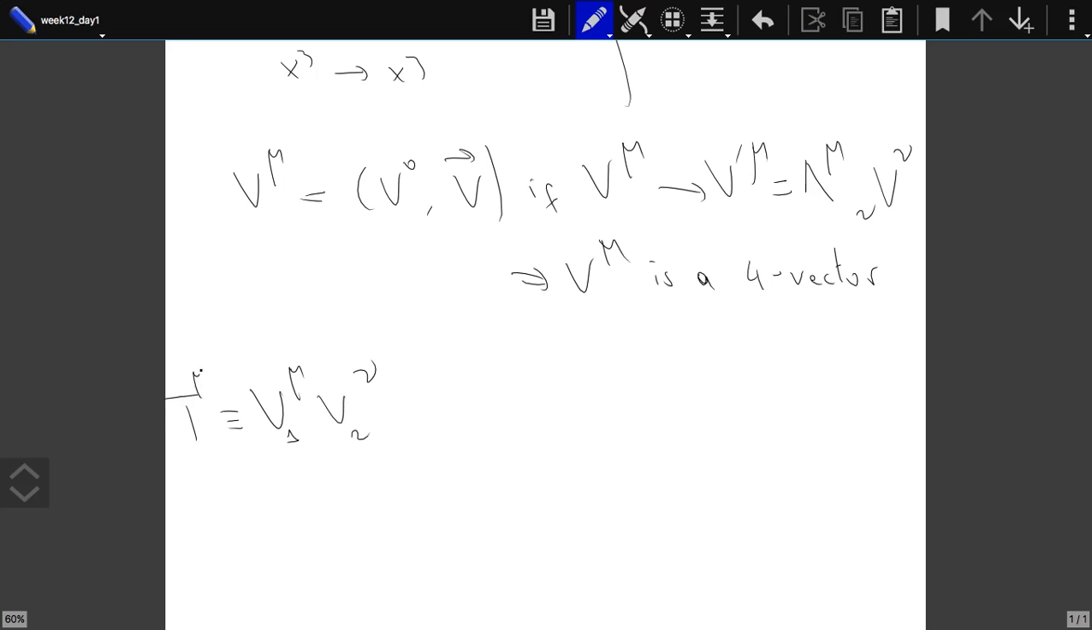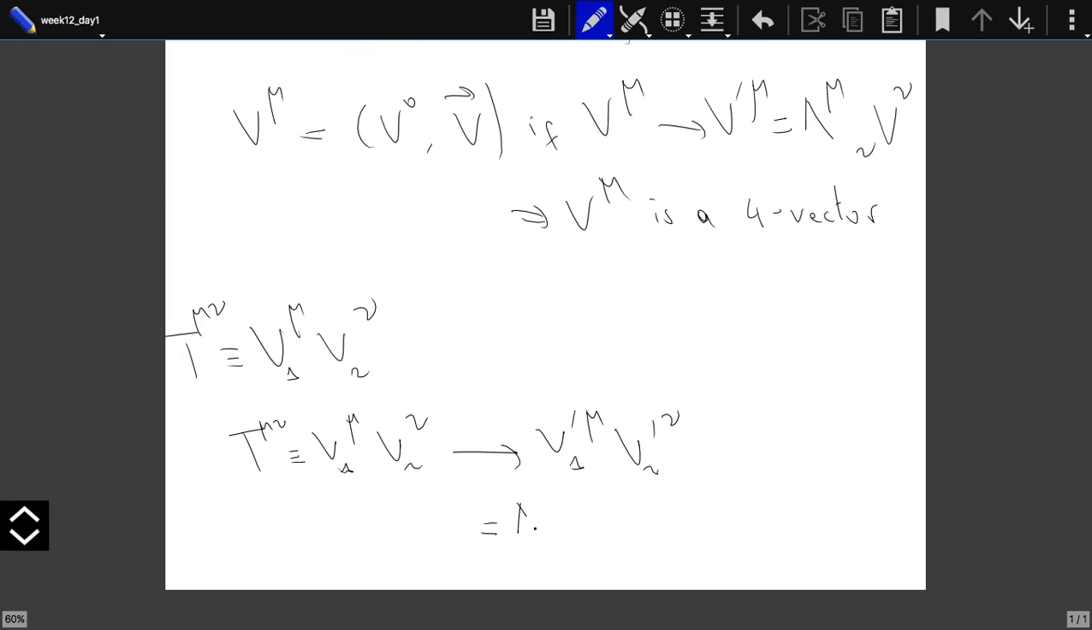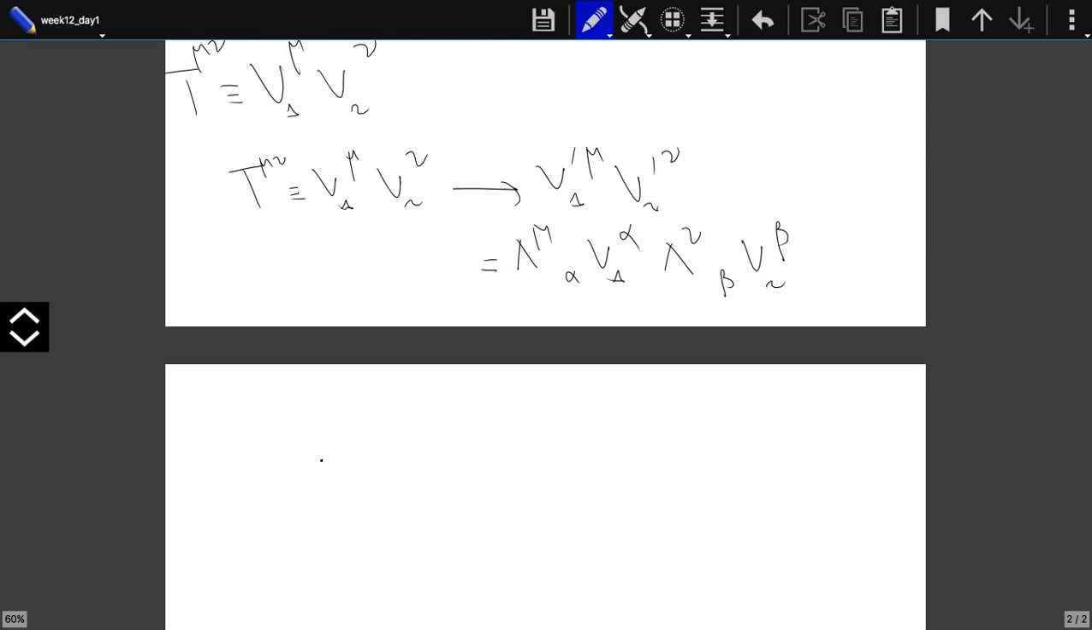If we give them a name, let's say T mu nu, what happens to them when I go to a new reference frame? V1 mu V2 nu becomes V1 prime mu V2 prime nu, which I can write as lambda mu alpha V1 alpha times lambda nu beta V2 beta. Or T mu nu, under a change of reference frame, becomes T prime mu nu, which is lambda mu alpha lambda nu beta T alpha beta.